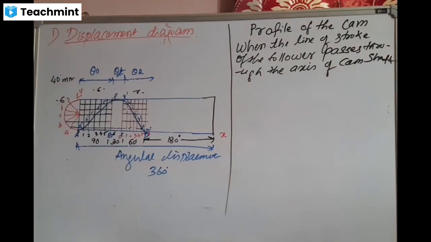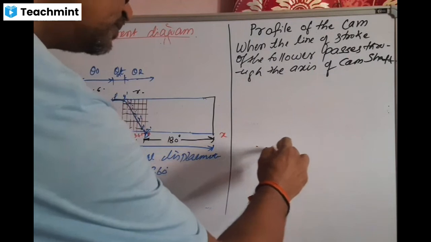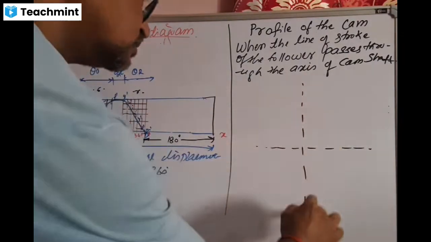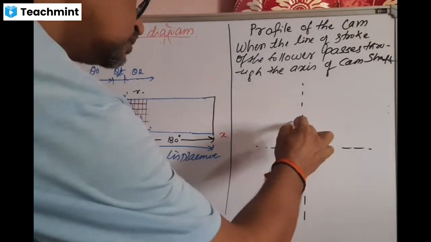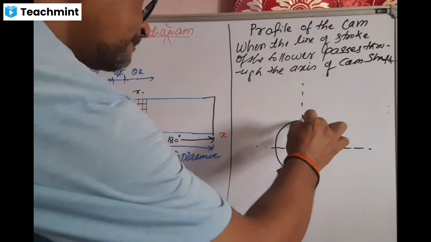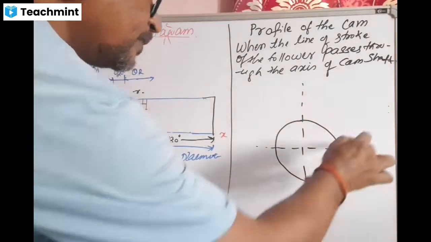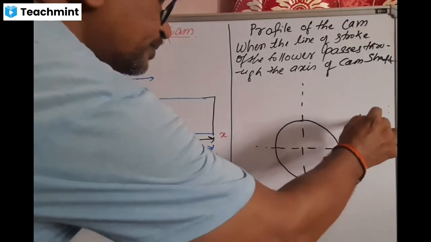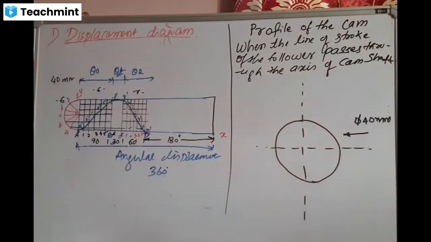Now, how to draw this? First you draw the base circle. The base circle diameter is 40 mm. Now you need to draw the profile in such a way that the rotation is in the opposite direction, keeping the cam constant and the follower rotating about its circumference. That is based on kinematic inversion.